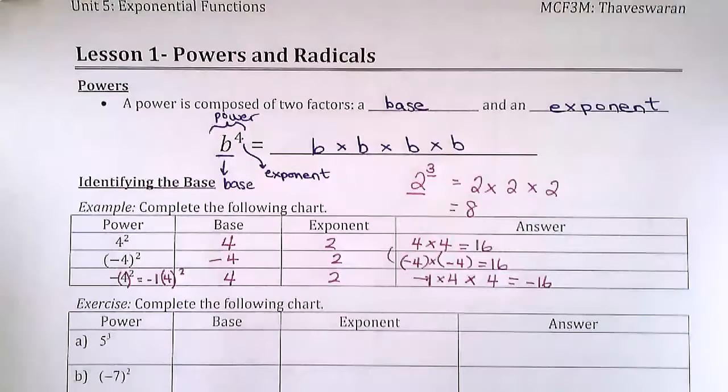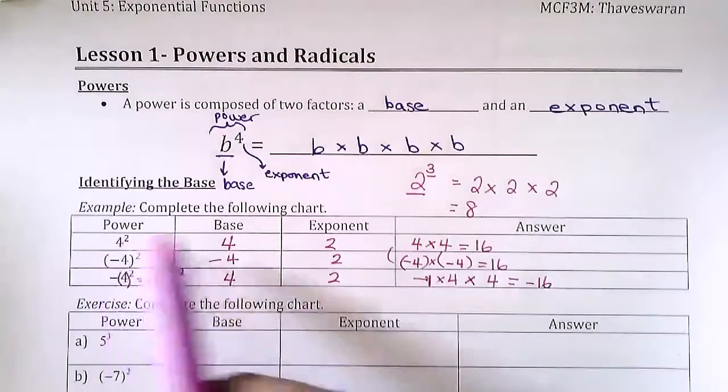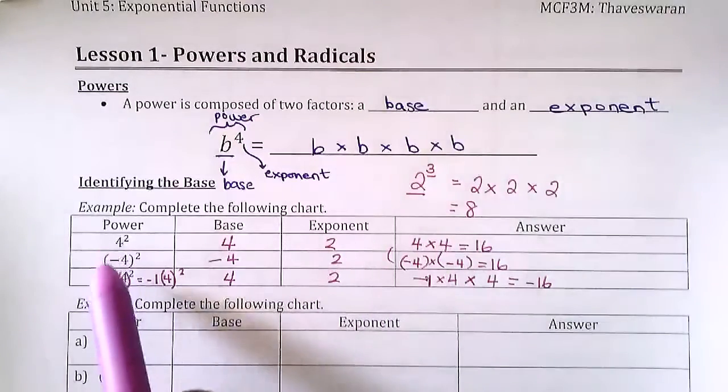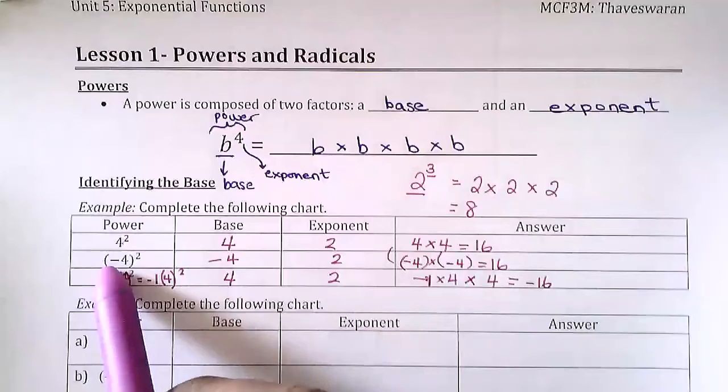-16. So again, just a quick review. If you just have a number to the power of something, the base is quite simple. It's a positive number, so 4, the exponent is 2. If the base has brackets around it, you take whatever is included within that bracket.